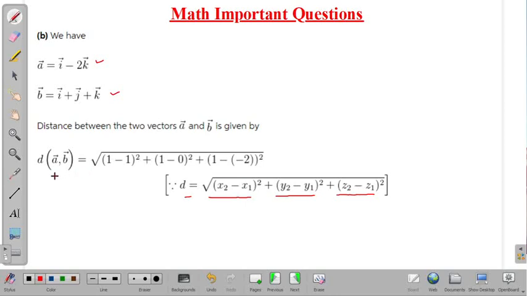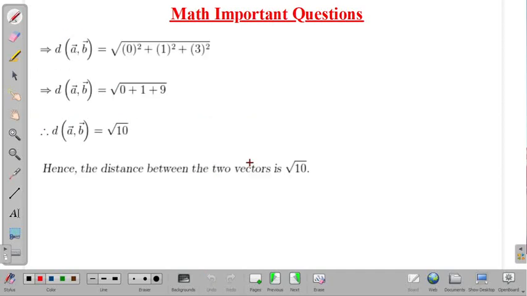So we can calculate the distance as under root 1 minus 1 whole square plus 1 minus 0 whole square plus 1 minus of minus 2 whole square, and we get the distance between point A and point B. It will be equal to square root of 10. Hence, the distance between the two points is under root 10.